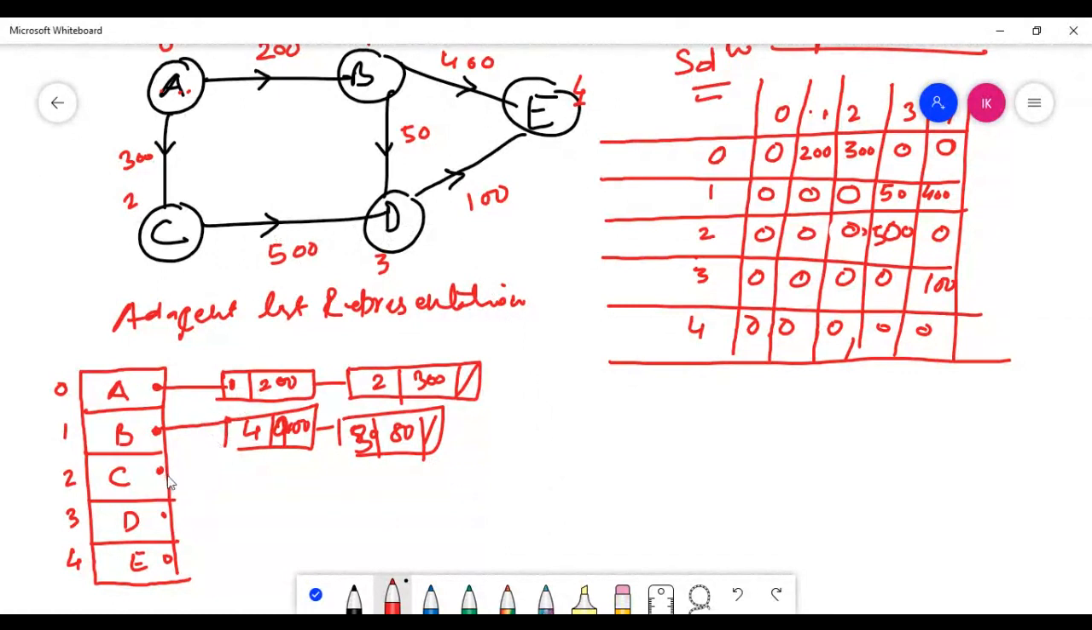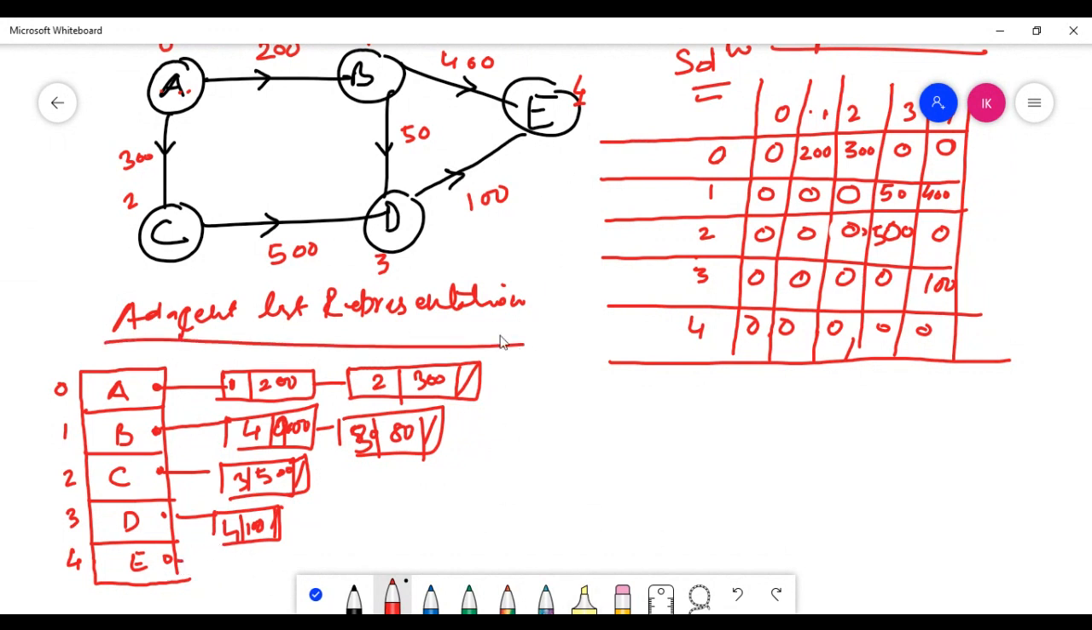From C, I can go to D only. D means 3. 3 means 5. Okay, and then you can close this. And then from D I can go only to E, that is 100, and that is 4. Close this. From E I cannot go anywhere, so no need to write anything.